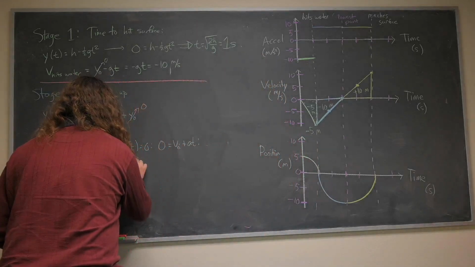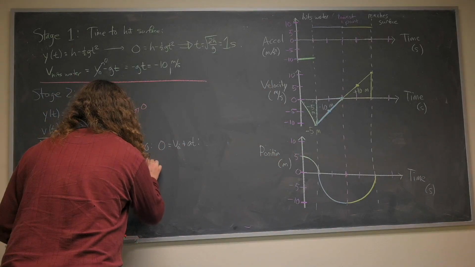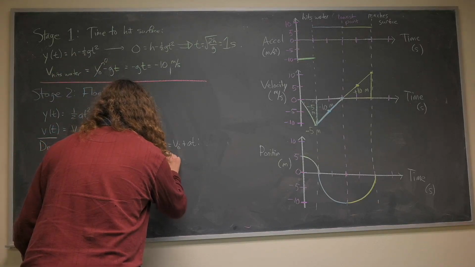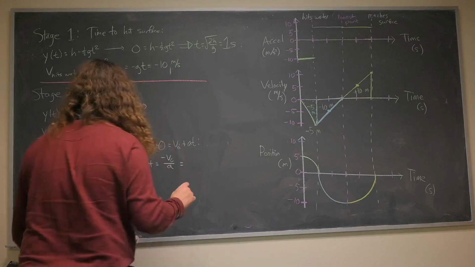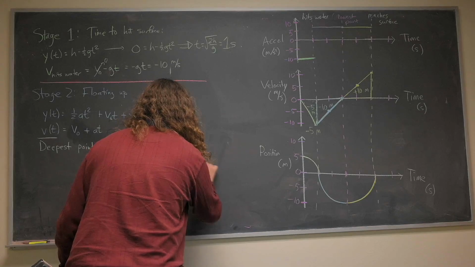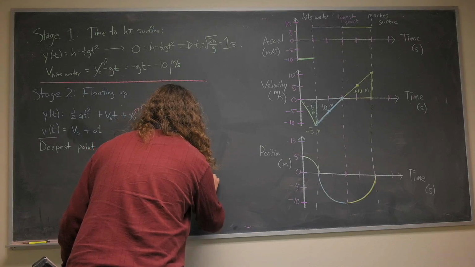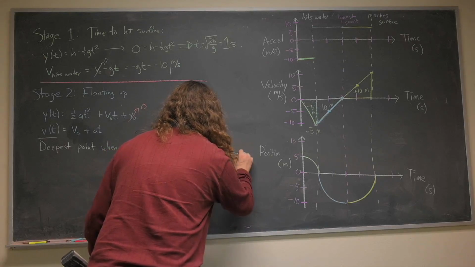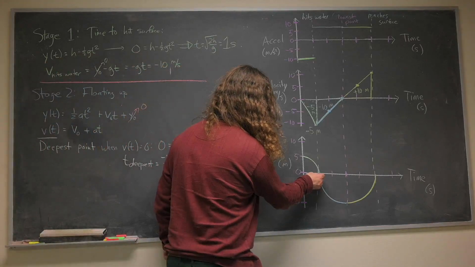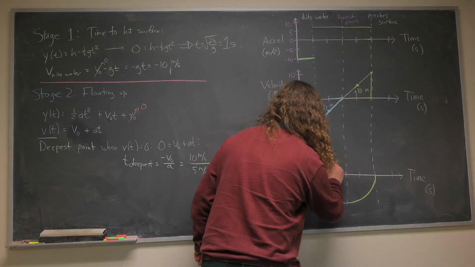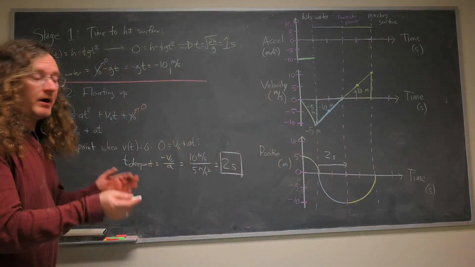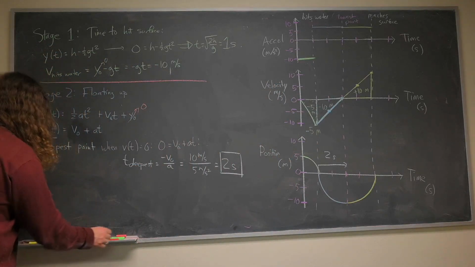T deepest is minus v naught over a, which is minus v naught, 10 meters per second, over 5 meters per second squared, equals 2 seconds. So this is how much time it takes to go from the point where it hits the water to the deepest point. So we've now learned that this is 2 seconds from what we just did. Now let's figure out the deepest point.